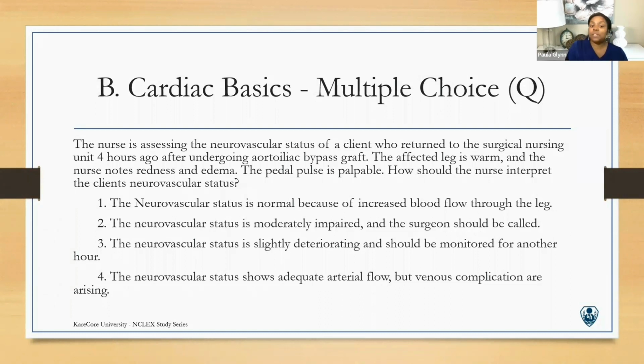The neurovascular status is normal because of the increased blood flow through the leg. The neurovascular status is moderately impaired and the surgeon should be called. The neurovascular status is slightly deteriorating and should be monitored for another hour. Or the neurovascular status shows adequate arterial flow, but venous complications are arising.